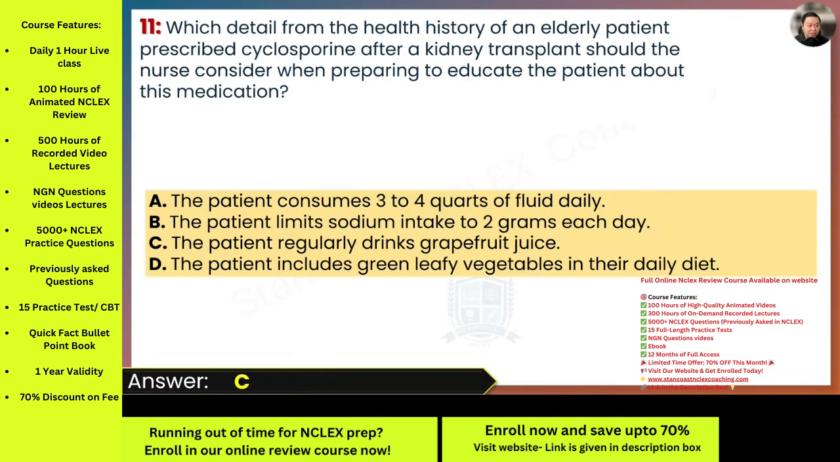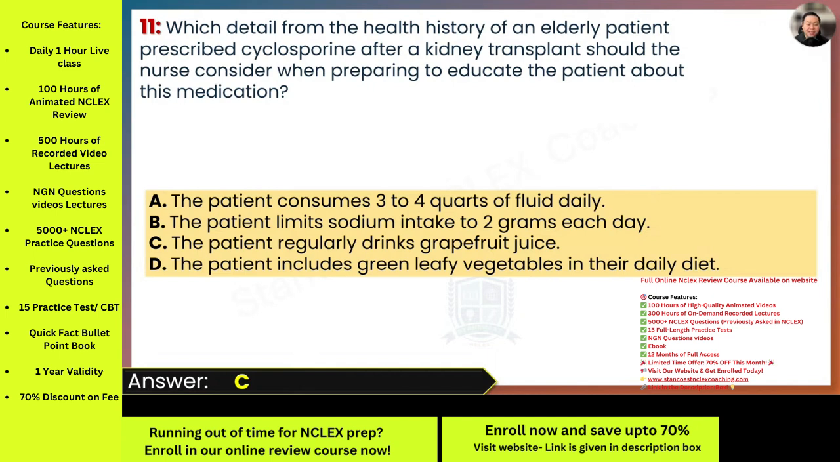Letter B is also incorrect. This option is basically limiting the sodium, right? 2 grams each day. So this is a good practice for general health, particularly for those with kidney disease, but this doesn't directly impact the metabolism or efficacy of the cyclosporine. And sodium restriction can help in managing the client's fluid balance and their blood pressure, but will not interfere with the cyclosporine action. Letter D is also incorrect.